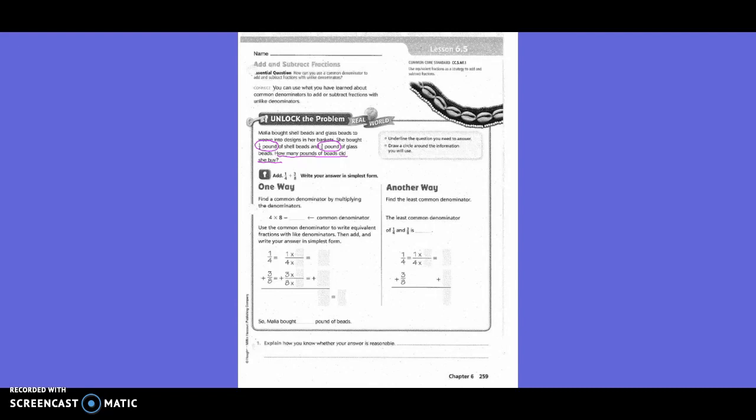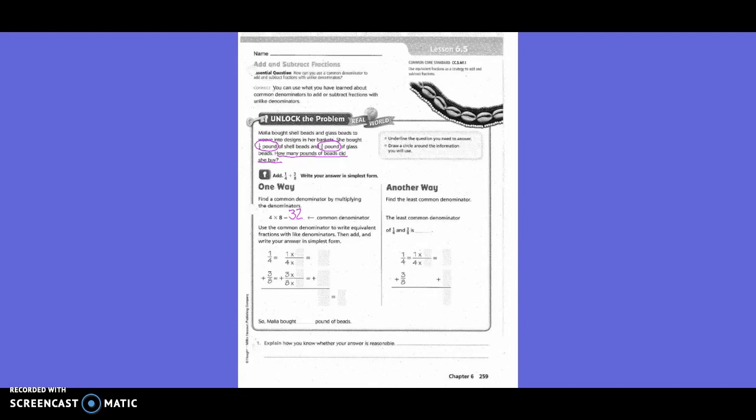So they want us to find a common denominator. So 1/4 and 3/8. What would our common denominator be? 8. So do we have to change both of them? No, just one of them. So they said find a common denominator by multiplying denominators, which they actually said is 4 times 8, which is 32. Okay, so we're going to do it this way first and then go over and find the least common denominator, not having to change both of them.